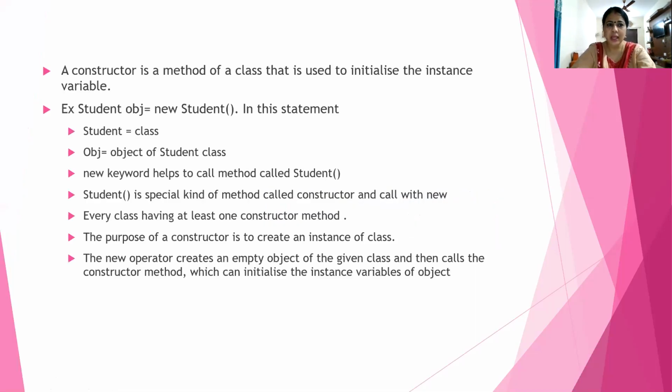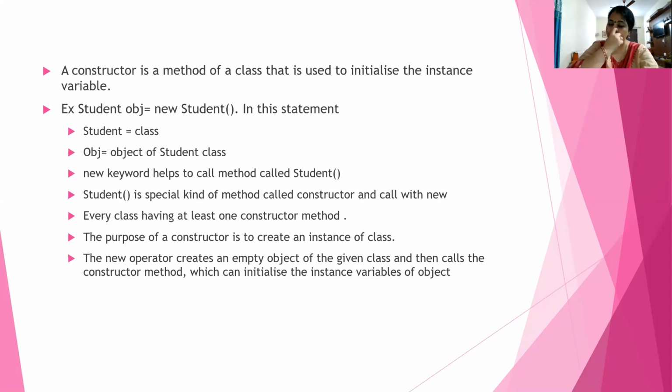Now look here, what is the constructor? It is a special method of a class. And what is the main purpose of the constructor? To initialize the instance variables. Instance variables mean the data members associated with the object. It is nothing but a method, you already know what a method is. It is a special method, and the main role of this method is to initialize the variables associated with the object.